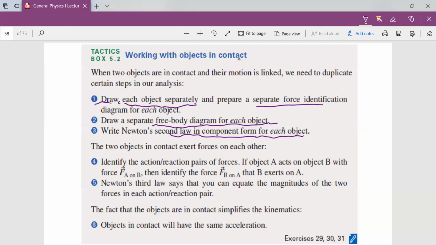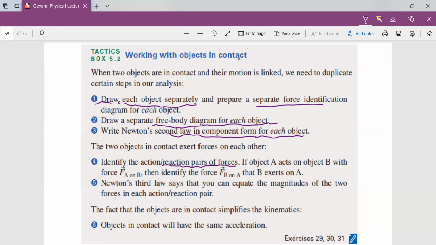So the first 3 things we do is separate the object, draw the free body diagram, and write out the X and Y components of that force, which is the summation of the force, which will be equal to ma. So immediately we are done with those first 3 steps. The next thing we do is identify the action-reaction pair of interest.